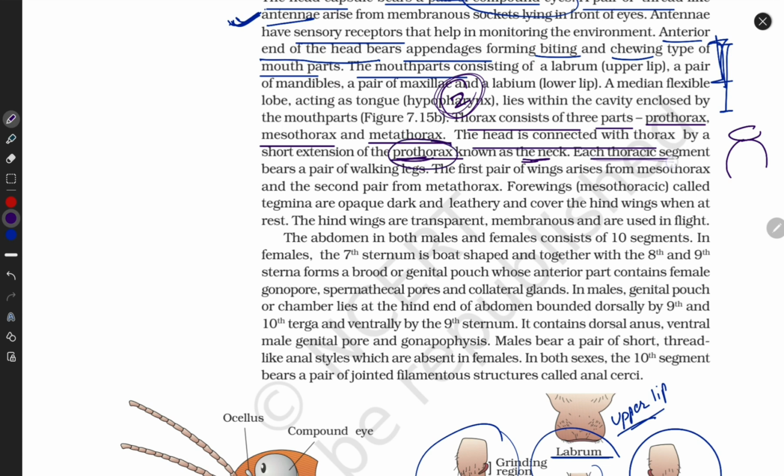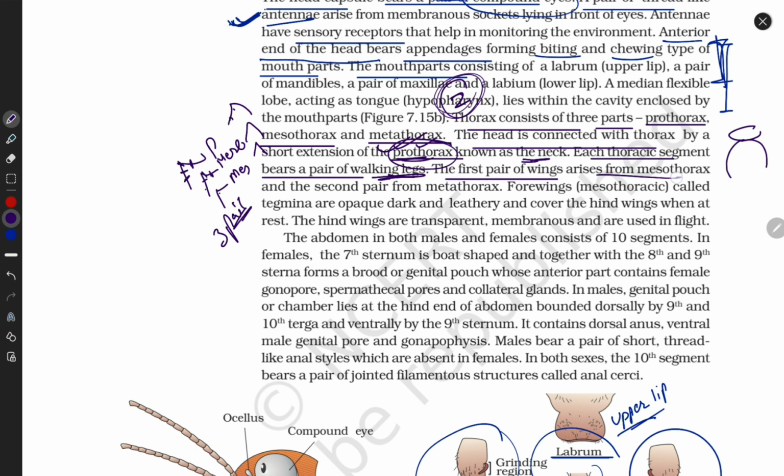Prothorax. Each thoracic segment bears a pair of walking legs. Each, guys, prothorax, mesothorax, metathorax. They all carry one pair of legs. So 3 parts: pro, meso, and meta. They all carry what? Legs. So they contain 3 pairs of legs. The legs are also segmented, guys. They are segmented body. Segment.